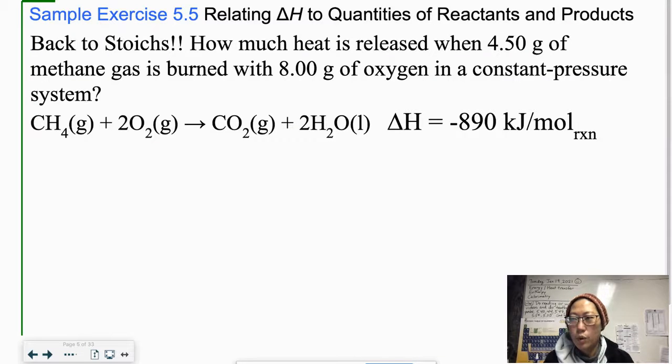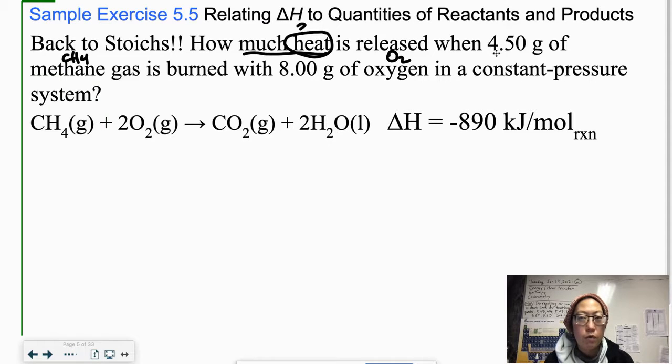So now we are going to look at this example, and it's back to stoichiometry. Stoichiometry never goes away. So here the question is asking how much heat. Okay, there's our question right here. How much heat is released when 4.5 grams of methane gas, methane is CH4, is burned with 8.00 grams of oxygen in a constant pressure system.